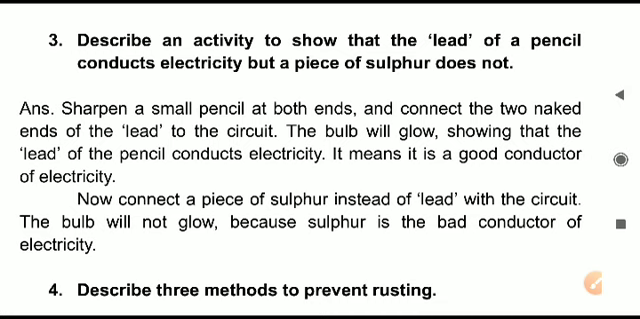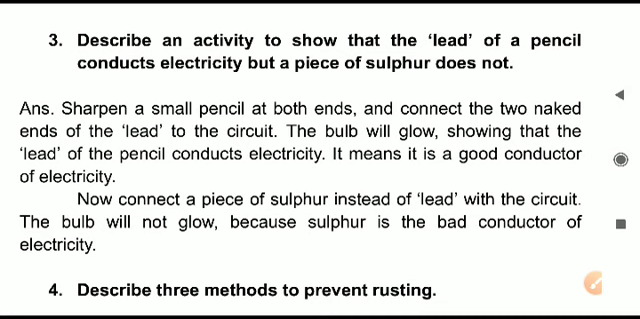Second paragraph we'll read now. Now we'll remove the pencil from the circuit. Now what we'll do? Connect a piece of sulfur instead of the lead with the circuit. We have taken the pencil out, and in place of that pencil we have put sulfur in that same electrical circuit. Sulfur we have connected with the electrical wire, and if we turn the switch on, the bulb will not glow. Why does the bulb not glow? The answer is because sulfur is a bad conductor of electricity.